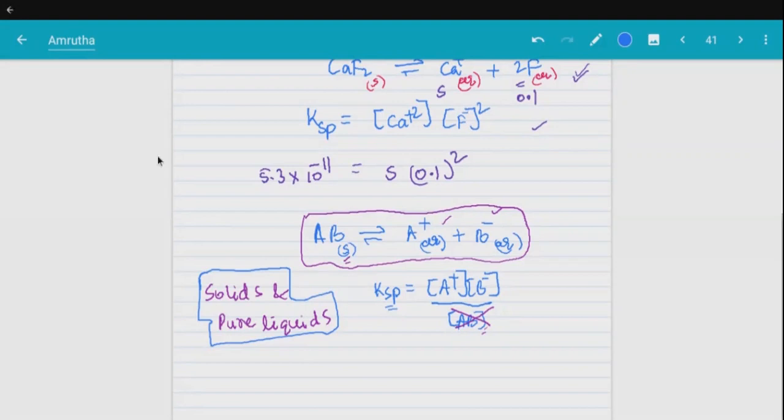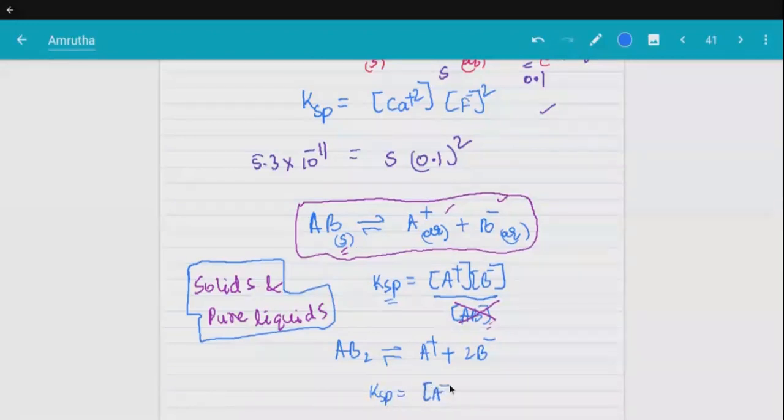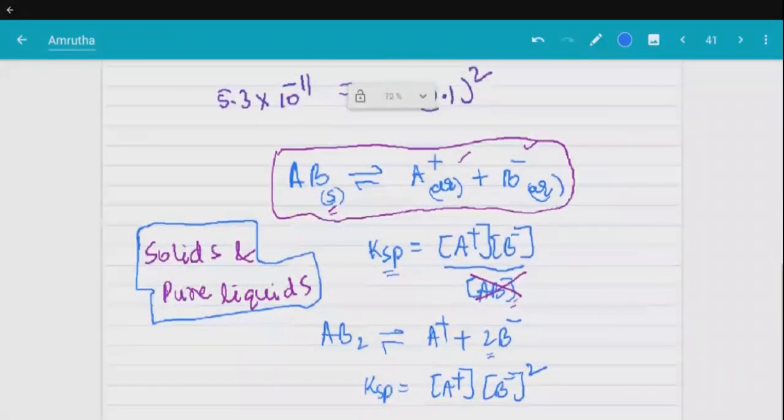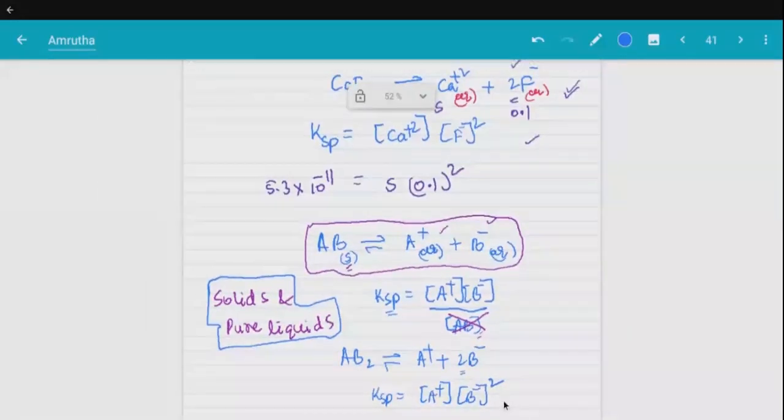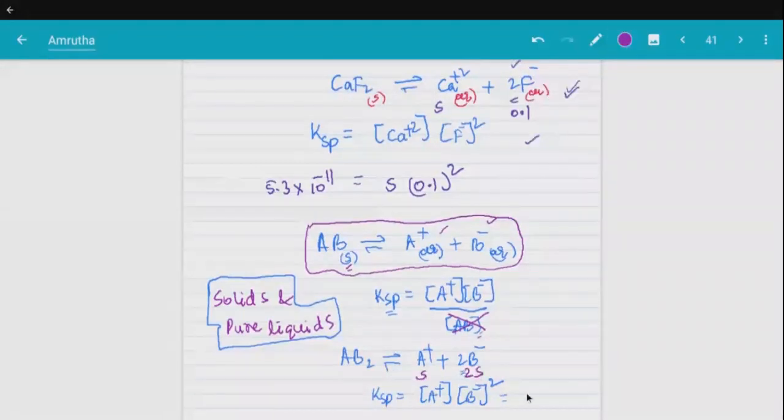So if I write AB2, what is the Ksp expression? A plus, 2B minus. Ksp is equal to A plus, we write, fine, but B minus whole square, because 2 is a coefficient. If the solubility I take as S, then this will be 2S. So I put the values: S into 2S whole square.